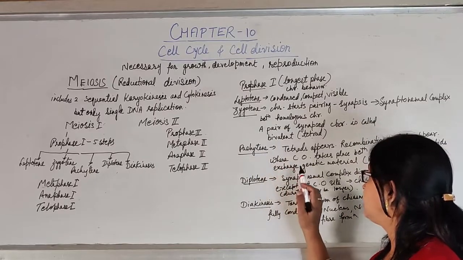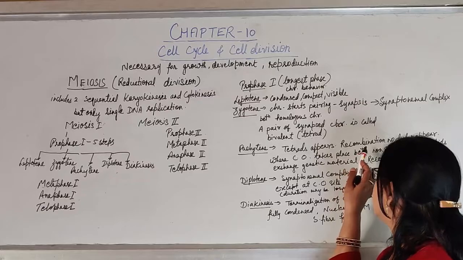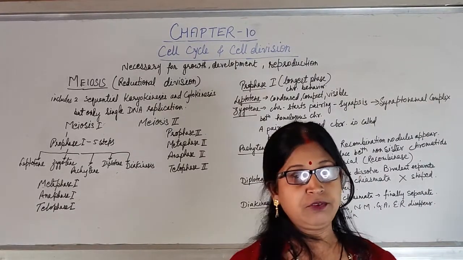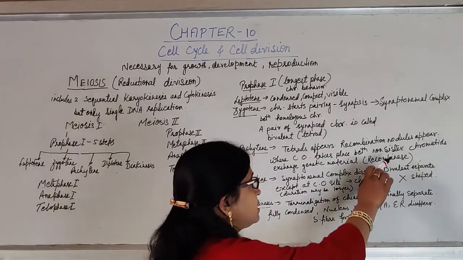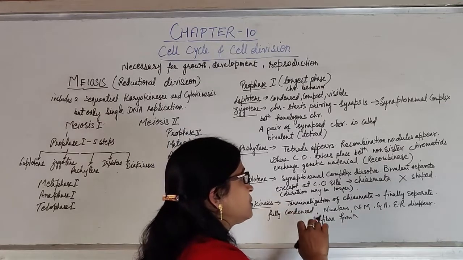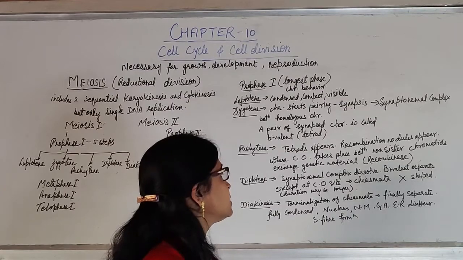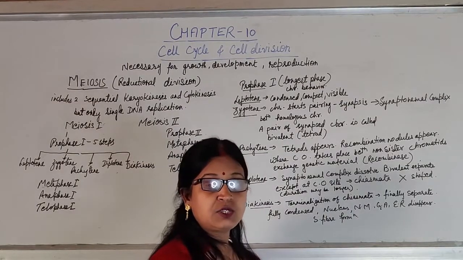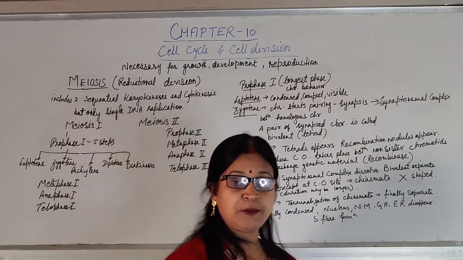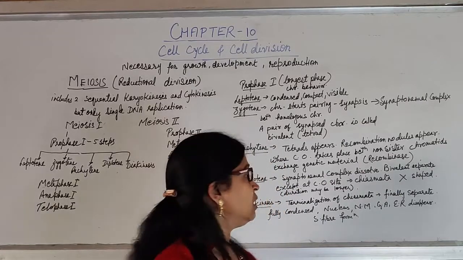Then pachytene. In pachytene, the tetrads fully appear, and the recombination nodules will appear. The places where crossing over takes place are known as recombination nodules, and the crossing over occurs in the pachytene stage between two non-sister chromatids, where they exchange their genetic material, and that is helped by the enzyme known as recombinase, which we will also discuss through the diagram.